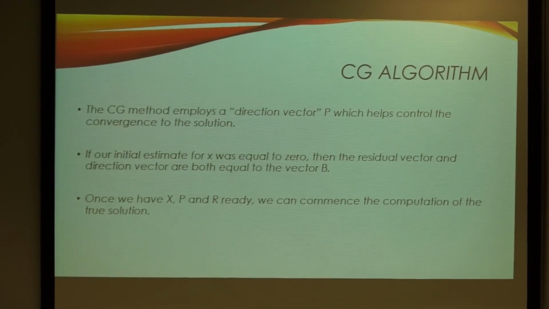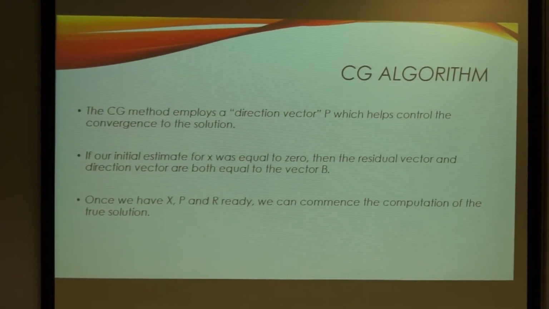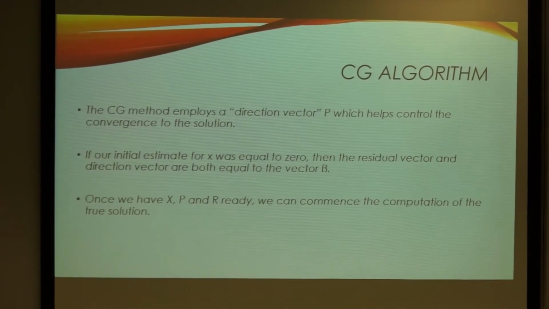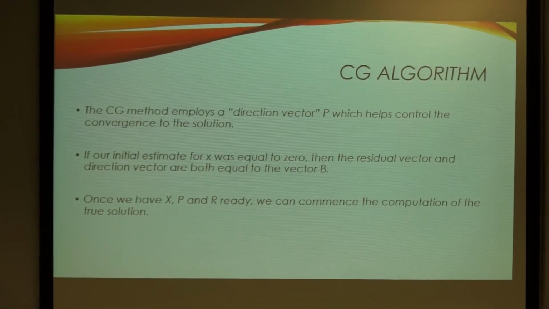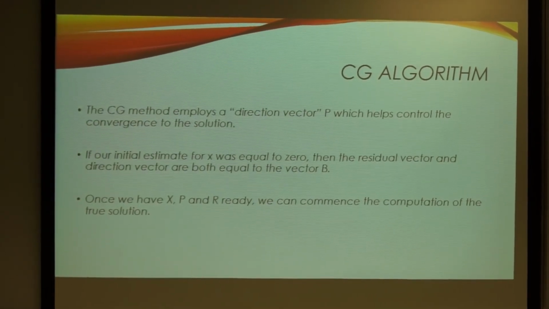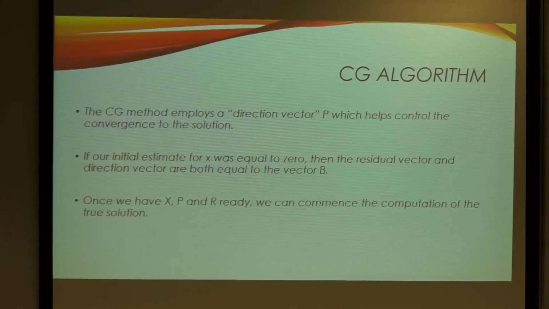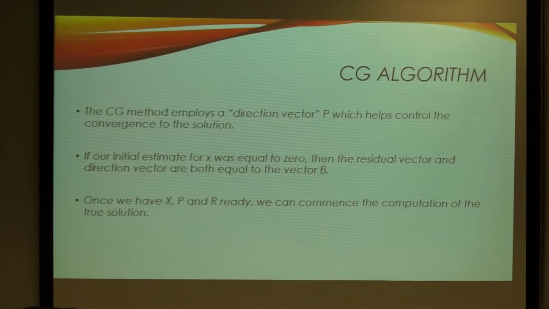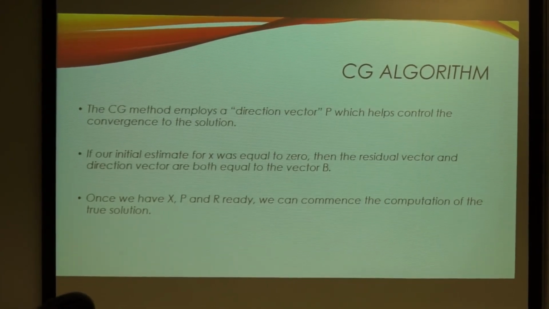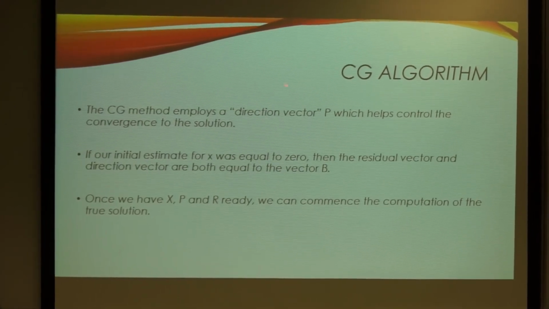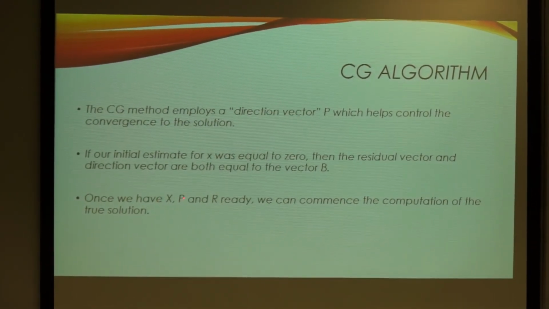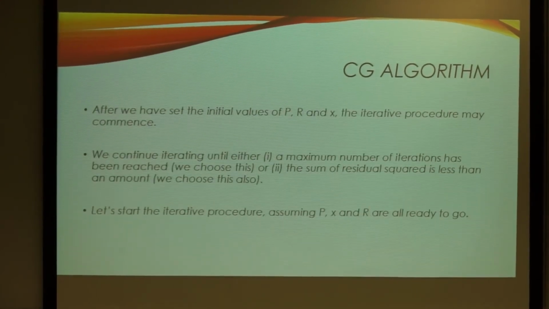The CG method also requires a direction vector p that helps control the convergence. So a direction vector p tells us which way we're moving when we're converging to the solution. I can tell you right now, if we start by saying our x is 0, then our p vector is going to be equal to b. Also, if x is equal to 0, our residual is b minus Ax, right? If our residual is b minus Ax and x is 0, then our residual is b. So to start using CG, we first choose x to be all 0, which is what we're doing today. We also choose p, and if x is 0, then p is b. And if x is 0, then r is also equal to b. So now we have x, p, and r, and we can start computing CG.